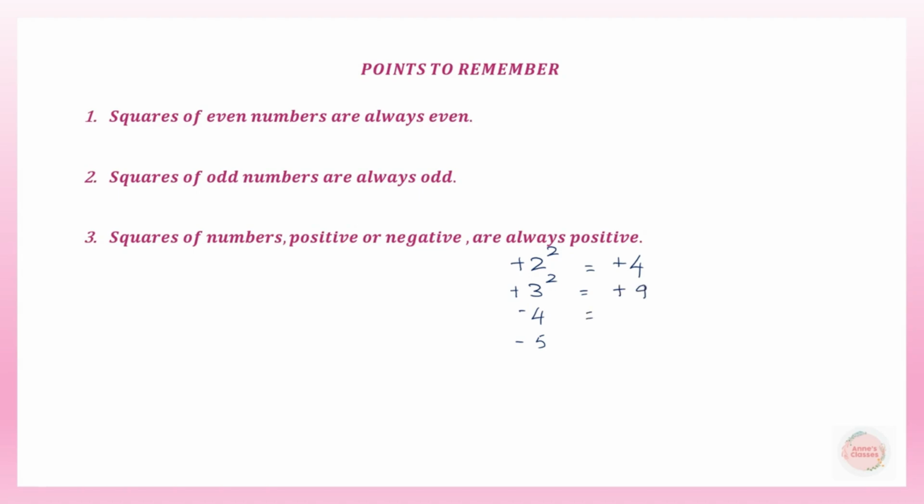Now the square of minus 4 means minus 4 into minus 4. First multiply the signs, minus into minus is plus, 4 fours are 16. Similarly the square of minus 5 means minus 5 into minus 5. Minus into minus is plus and 5 fives are 25. So what does this statement say? It says squares of numbers, whether they are positive or negative. Here we have positive numbers and some negative numbers, but the answer is always positive. Whether the numbers are positive or negative, their square will always be positive.